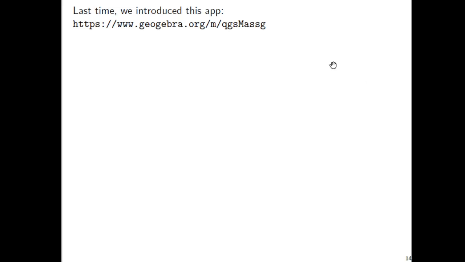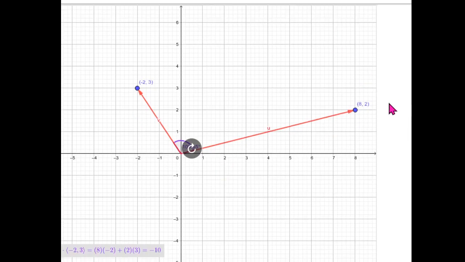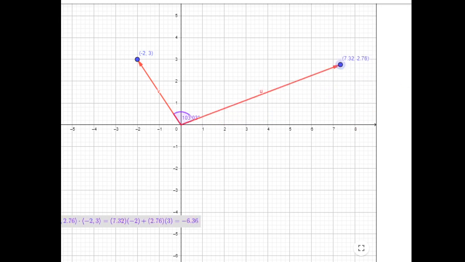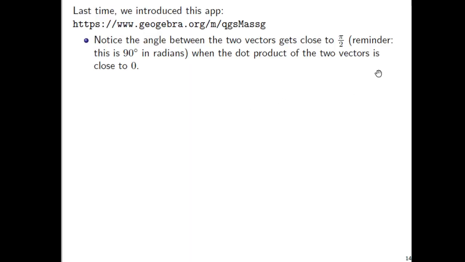In the previous session, as a preview, I encouraged you to look at this app that deals with the dot product, and I've reopened it here. Let's go back to the slides. Notice that the angle between the two vectors gets close to 90 degrees, or pi over 2 radians, when the dot product of the two vectors is close to 0.